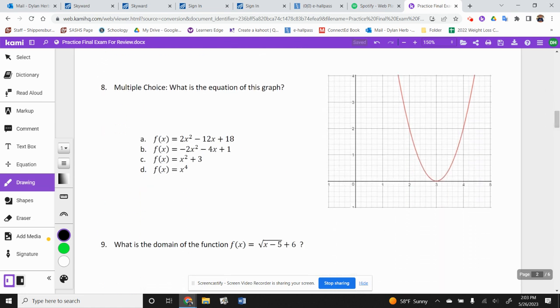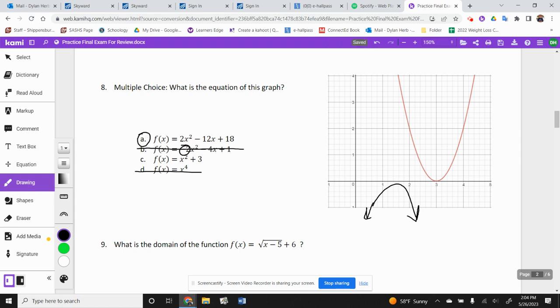Number 8, which equation matches this graph? Might be easiest to just use a graphing calculator, type these into the y equals, and look at the table or look at the graph. It's definitely not number 4 because number 4 is a power of 4, and a power of 4 looks a little bit different than the graph that we see there. It's not going to be B because B has a negative out front, and a negative out front means that the graph would actually look upside down of what it actually looks like. And so you're kind of stuck between C and A. It should be A.